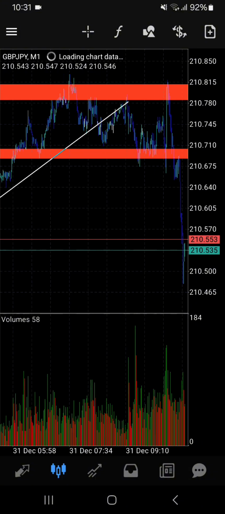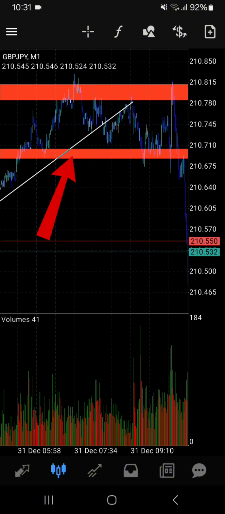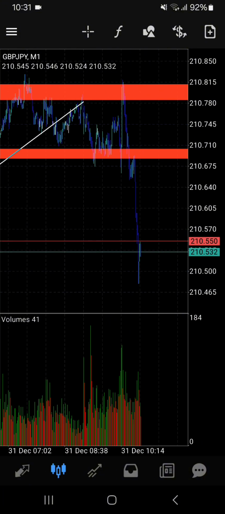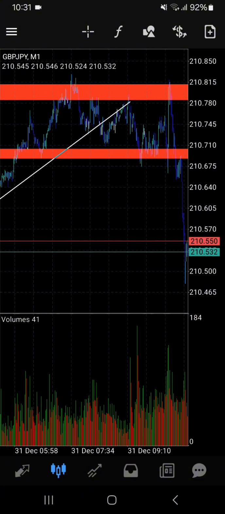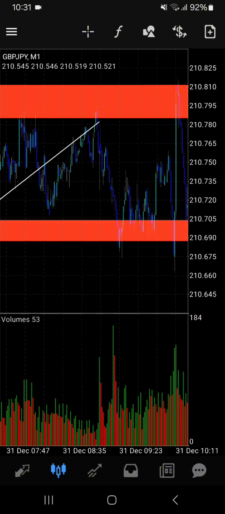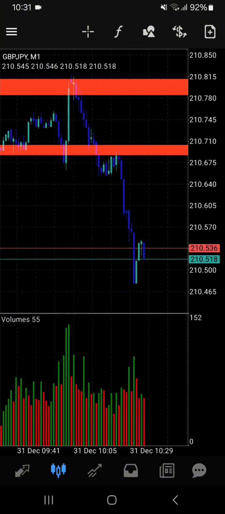And I zoom into the 1 minute, I see a support right here. The support is respected while in the uptrend. It breaks out of the support, it breaks out, retests it, and that's why I took my entry, boys.